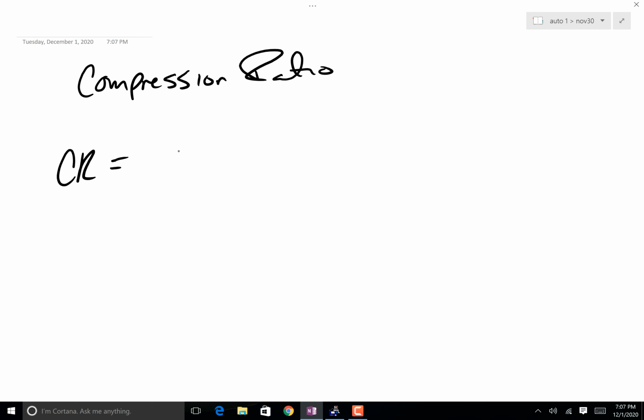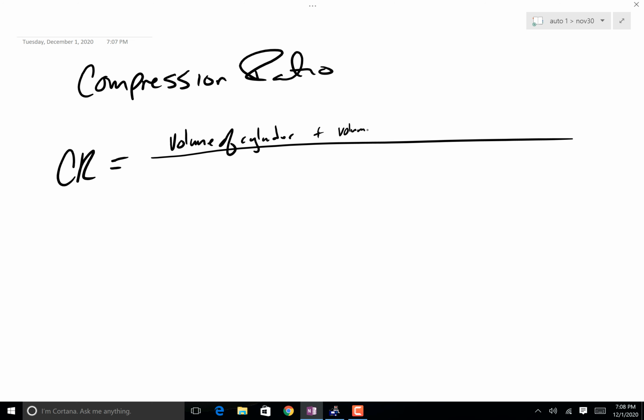Anyway, we talked about, again, compression ratio. CR, if you will, is equal to the volume of the cylinder plus any volume of the combustion chamber plus any volume of the piston dish. And technically there's another piece too, but we'll leave that off for now.